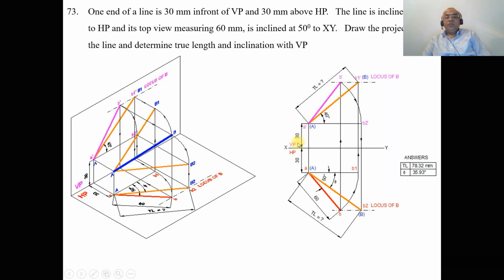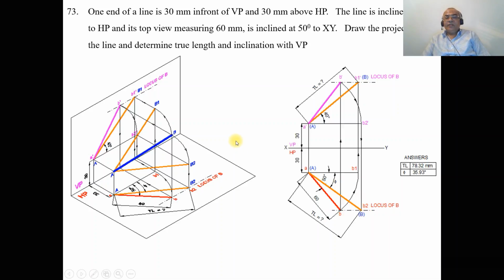So now we need to find out the true inclination with respect to VP. With A dash as center, by using the compass, you measure the distance A dash B dash and draw an arc such that both A dash and B2 dash are above the XY line by 30 mm. Once you get this point B2 dash, from B2 dash you draw a vertical projector such that it cuts the locus of B in the top view, and mark this point as B2. Then join A and B2 a little bit thicker than the XY line. So this is the true inclination with respect to VP.